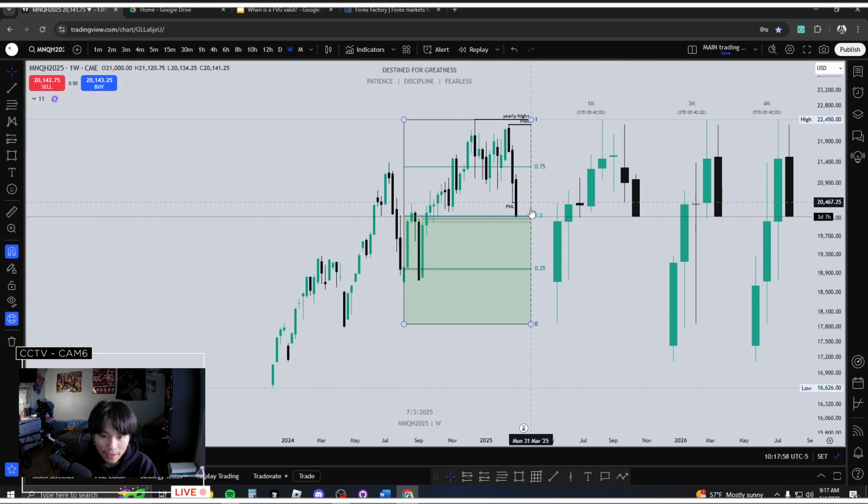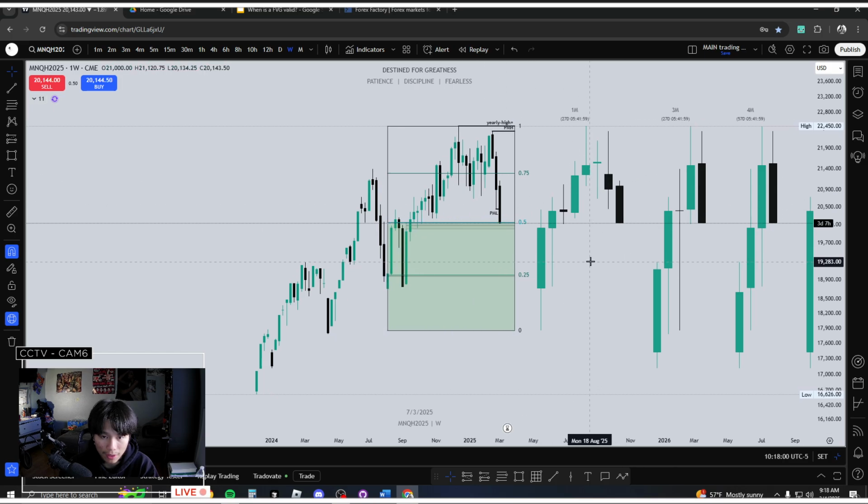retrace back into the discount of this dealing range, right? So this is a weekly dealing range here. And notice how price traded into the discount of this dealing range. That's an equilibrium model, right? That's another reason why price continues lower.